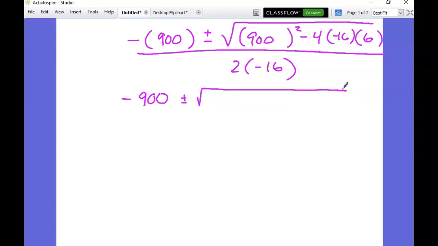What is 900 to the second power? I think it's 81 with 4 zeros on it. Now I need help. The double negatives here become a positive. But what is 4 times 16 times 6? Give me some calculator help. 54 times 6 is now.